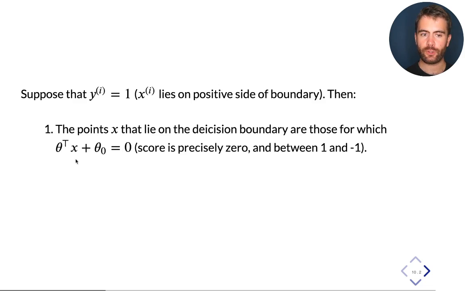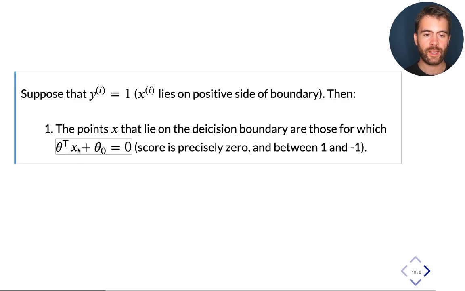I alluded to this earlier, but again, the points that lie right at the decision boundary are the ones for which the score is neither positive nor negative. It's right in the middle, it's 0. And this is simply the score that is assigned to a point x by our model. And so if our model outputs 0, then it's right in between +1 and -1. It is right at the boundary, and so this is where the classification between positive and negative switches. And so the set of points that lie at the boundary have to satisfy this equation.